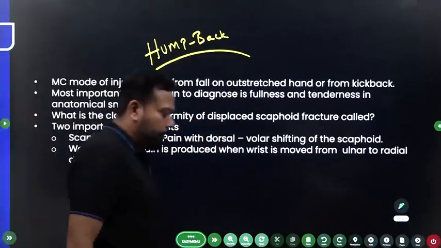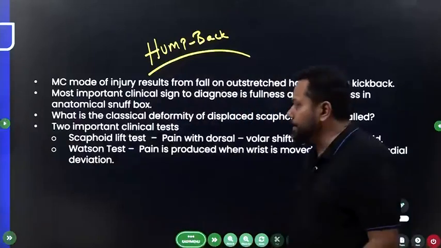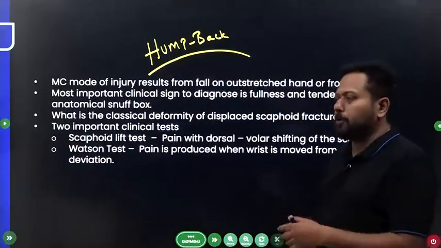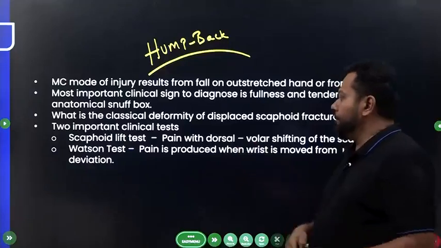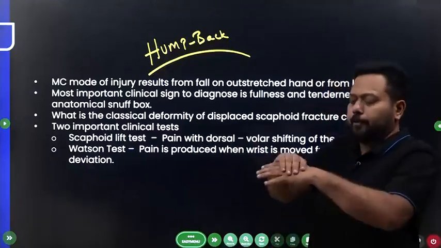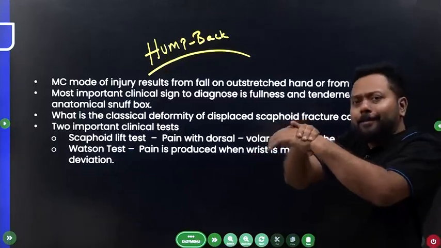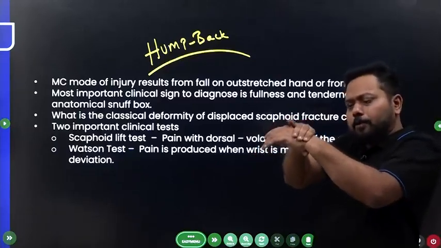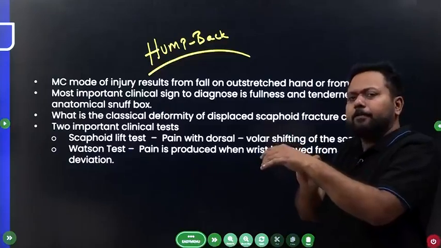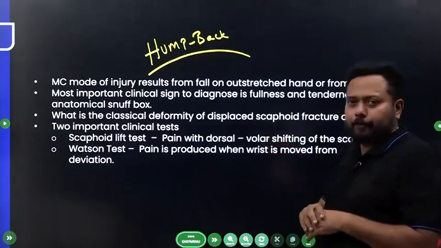And there are two important clinical signs to demonstrate scaphoid fracture. One is called scaphoid lift test. Pain with the dorsal and volar shifting of the scaphoid. You catch hold of here, do like this, dorsal volar shift. Severe pain is experienced in the scaphoid. That's called scaphoid lift test.